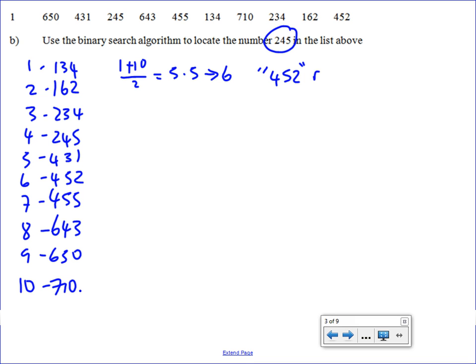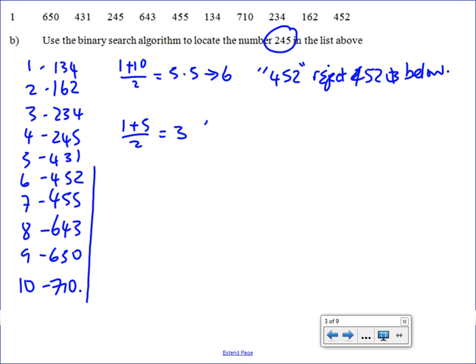240 for 5, so we reject 4, 5, 2 and below. That leaves us with numbers, so that's all of these now rejected. Okay, 1 add 5 over 2 equals 3, which is 234, and we want something bigger than that, so we reject 234 and above. So that is all of these now rejected.